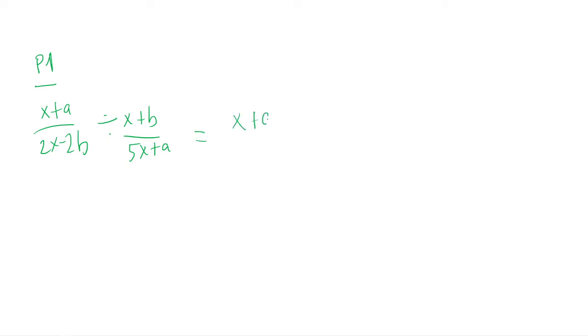So let me give a practice problem, say practice problem 1. Say we have the following fraction, x plus a divided by 2x minus 2b. And we want to divide the fraction right here by the fraction x plus b divided by 5x plus a. Well, in that case, we simply just flip the second fraction, we inverse it, and we multiply it by 5x plus a divided by x plus b.